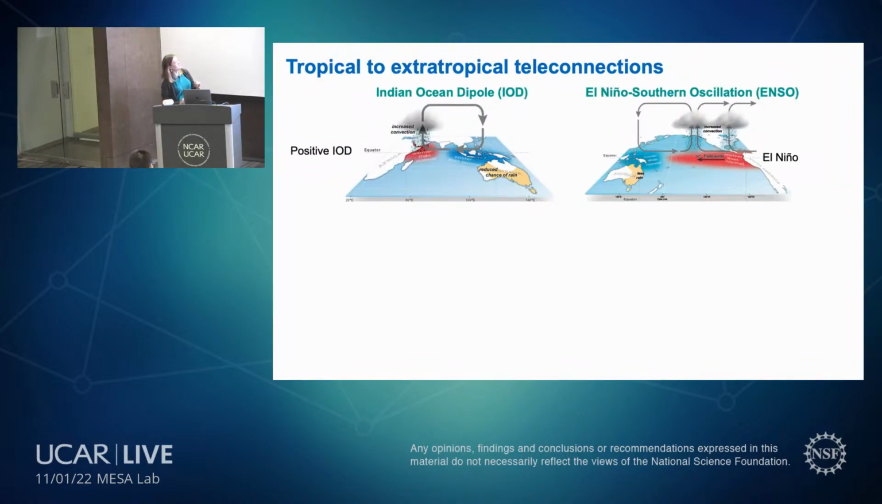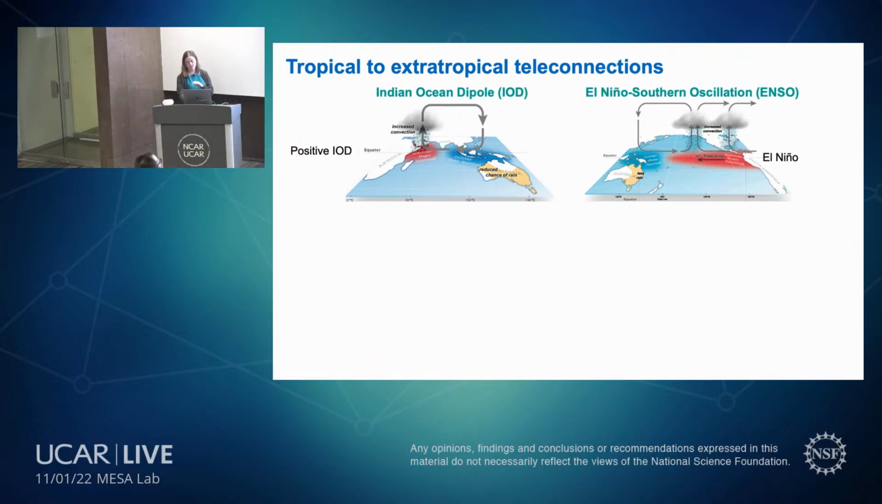So, sorry, that's very bright. But I'll motivate this work by giving an overview of the typical tropical to extratropical teleconnections that we see in the Southern Hemisphere, and also contrast this with what we see in the Northern Hemisphere. And so in the Southern Hemisphere, these are largely associated with the Indian Ocean dipole and with ENSO.